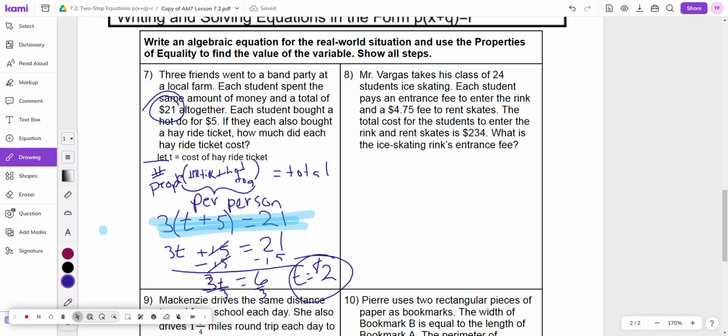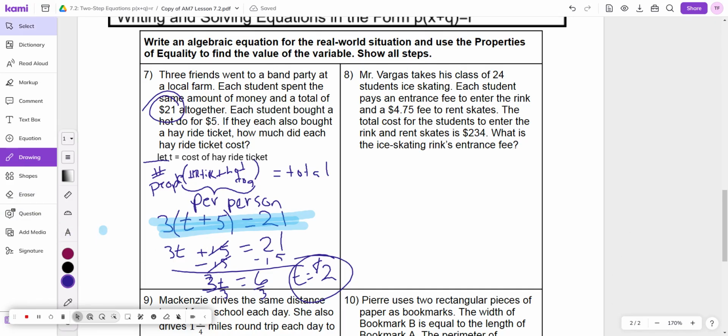Vargas takes his class of 24 students ice skating. Each student pays an entrance fee to enter the rink, and a $4.75 fee to rent skates. The total cost for the students to enter the rink and rent skates is $234. What is the ice skating rink's entrance fee?